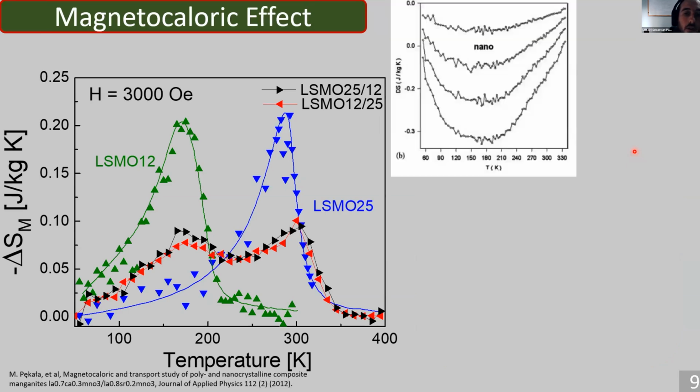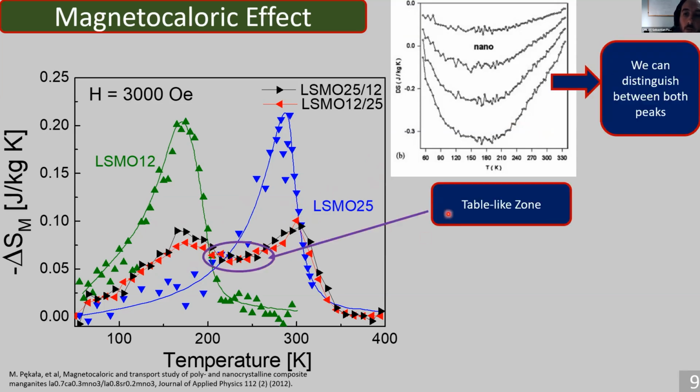And if we can compare this with nanocomposite, that is, nano bulk, in this case, it's a work from Picala. They found that they can distinguish between the two peaks. In our bilayers, the additional order, because we are working with layers, lets us resolve the two transitions, the two different peaks. And we also found a table-like zone. This is important in the magnetocaloric effect because it's a zone where the effect does not depend on temperature.